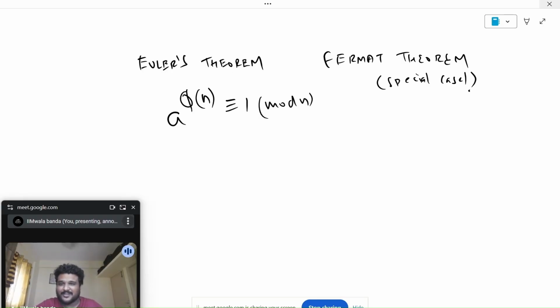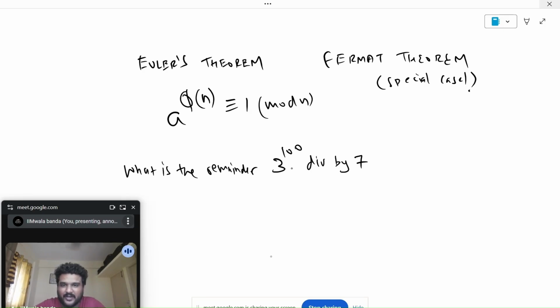I know, it doesn't make any sense, right? So let's understand it slowly. For example, let's say I want to figure out, let's take some example, 3 to the power 100 when divided by 7, what is the remainder? Now I'm not going to expand 3 to the power 100, right? So there is a special way.